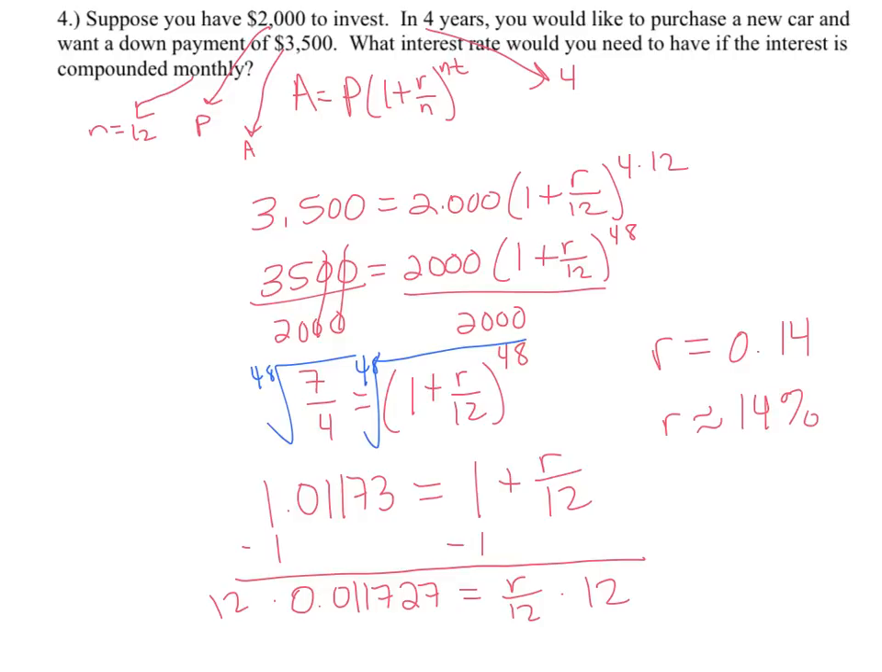Which would be very difficult to find. It's not very realistic, so you're going to need to work really hard and put in some more money if you want to make your goal of having $3,500 as a down payment in 4 years. So those are some applications of exponential growth and decay.